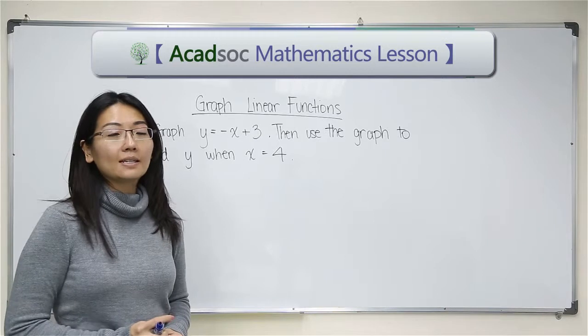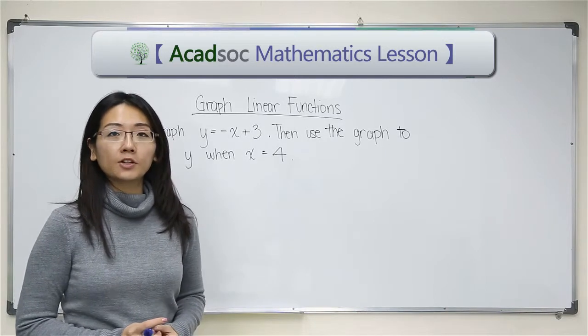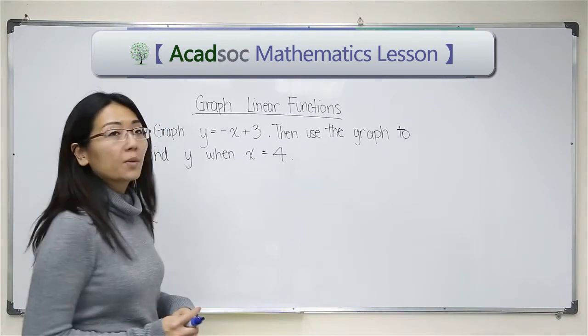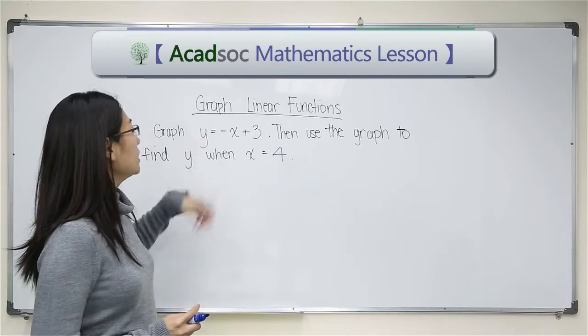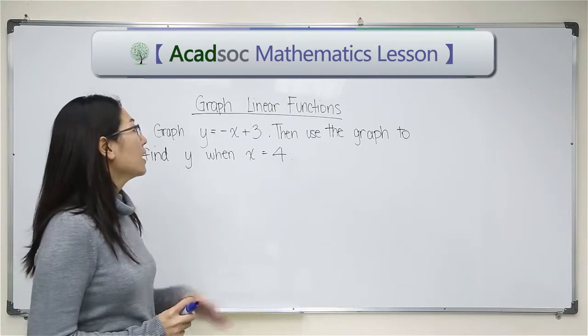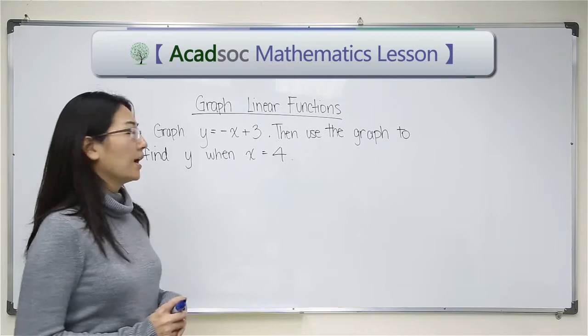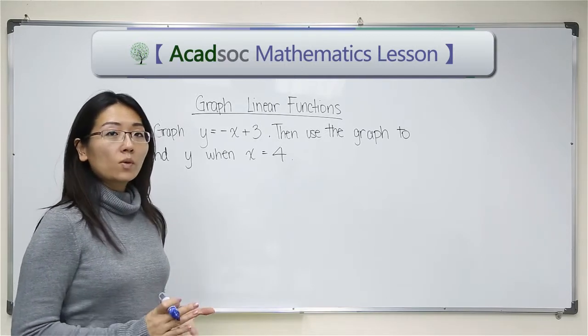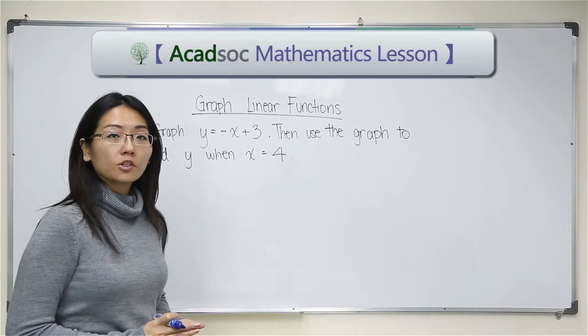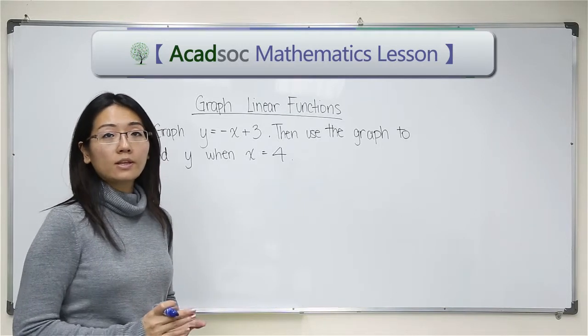Now, it is very easy and simple to graph a linear function. So let's look at this problem. Here we have to graph the equation y equals negative x plus 3, and then use our graph to find the y when x is 4. What we can do to graph the linear function is make a table, an xy table.